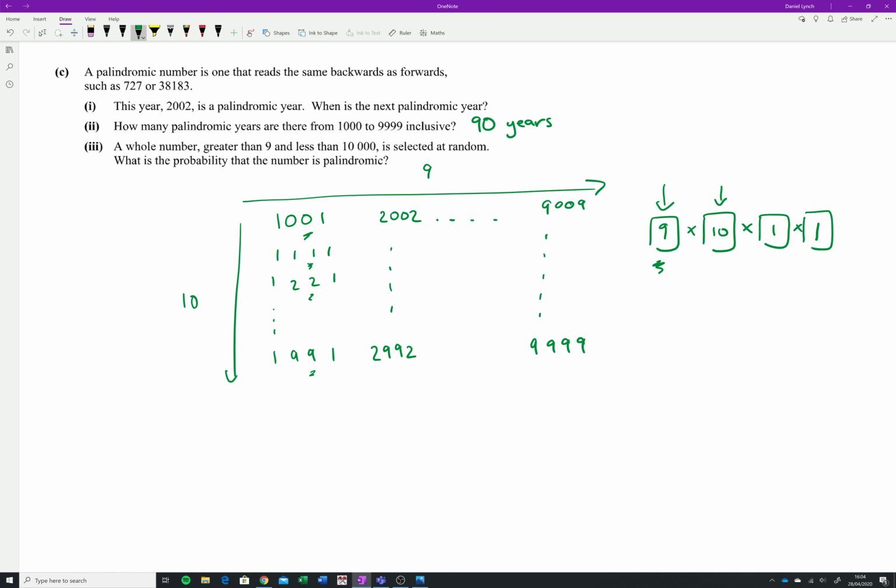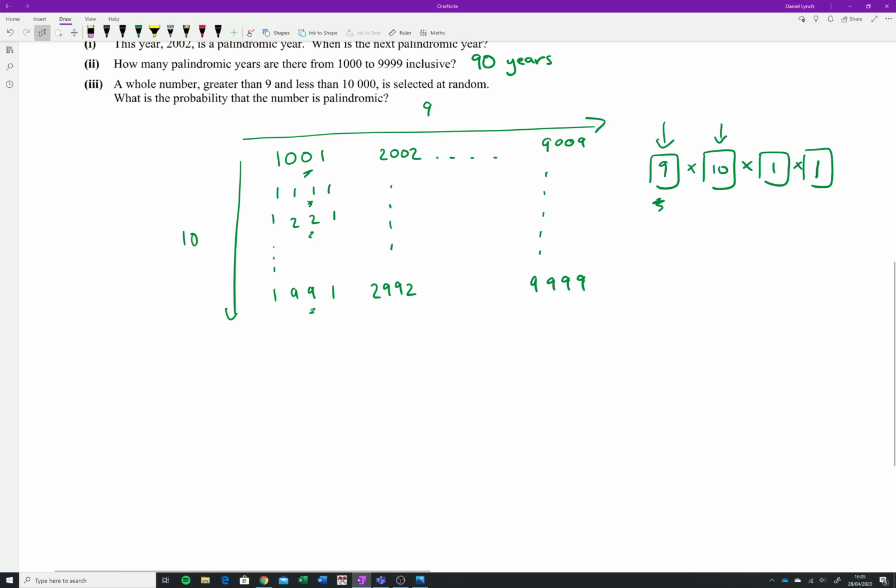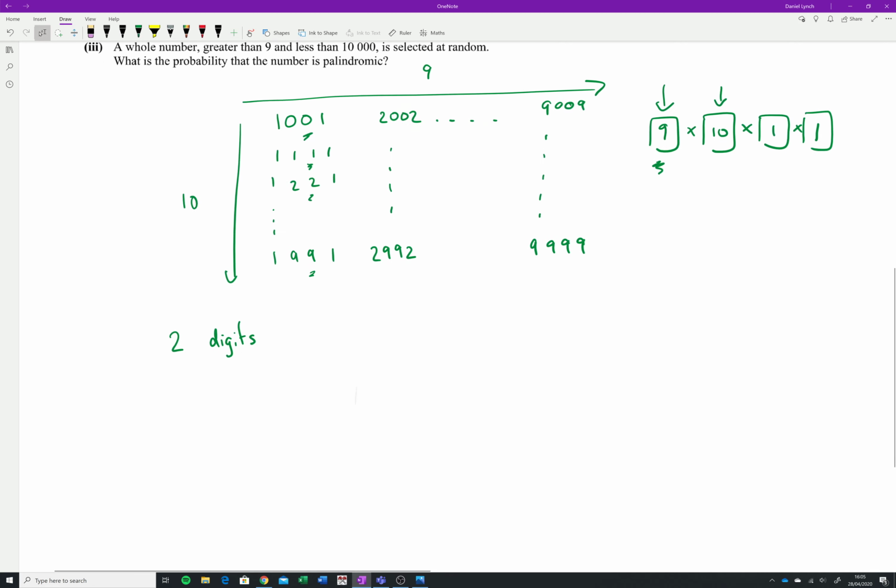A whole number greater than 9 and less than 10,000 is selected at random. What's the probability that it's palindromic? So we need to go from greater than 9, so 10 and above, all the way to below 10,000, so that's 9,999. We have actually done some of that already. We should really look at the cases where it's 1 digit, 2 digit, 3 digit, because those are the boundaries. So 2 digits, well, that's easy enough.